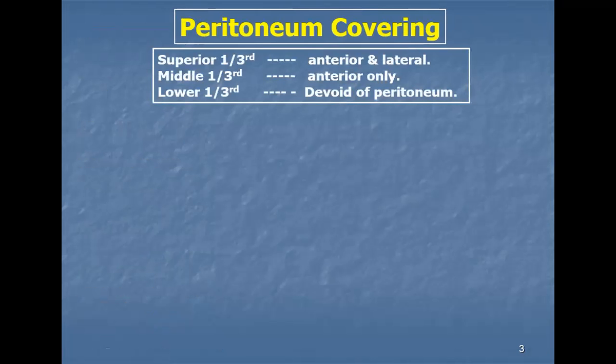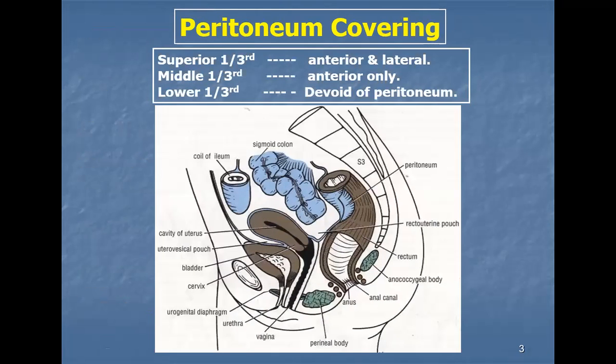Coming to the peritoneal coverings, it is divided into three parts: upper one third, middle one third, and lower one third. The upper one third is covered anteriorly and laterally by the peritoneal fold. It is actually retroperitoneal, but still there are some important relations. It is covered anteriorly as well as laterally, not posteriorly. So it doesn't have a peritoneal fold like a mesentery, but it is retroperitoneal.